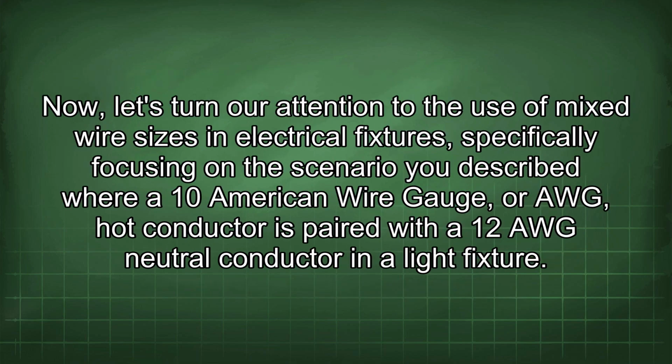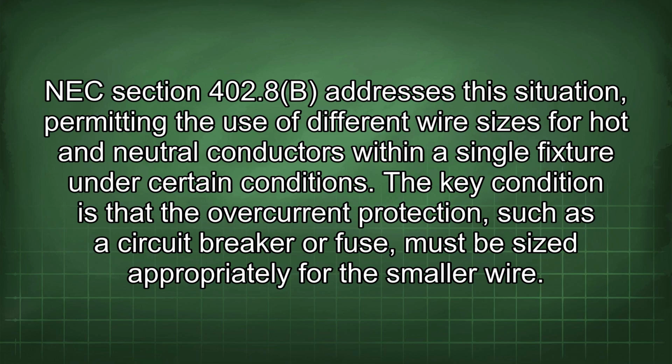Now let's turn our attention to the use of mixed wire sizes in electrical fixtures, specifically focusing on the scenario you described where a 10 American wire gauge, or AWG, hot conductor is paired with a 12 AWG neutral conductor in a light fixture. NEC Section 402.8b addresses this situation, permitting the use of different wire sizes for hot and neutral conductors within a single fixture under certain conditions.